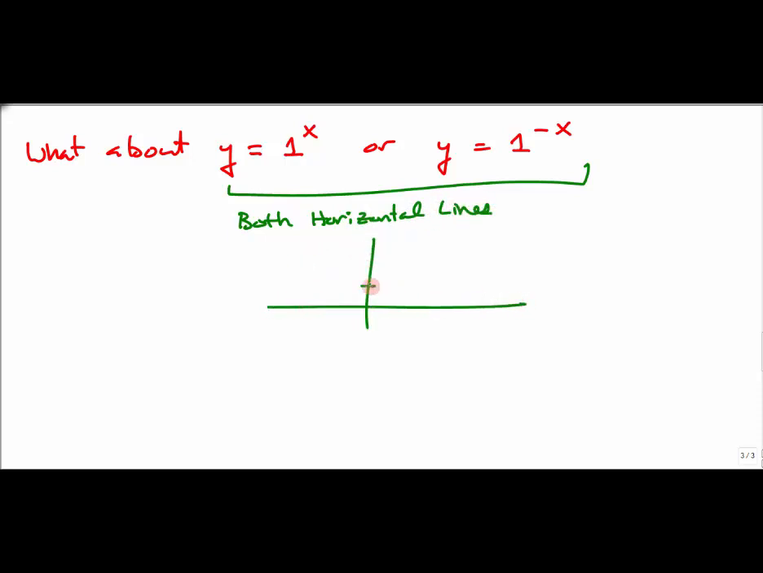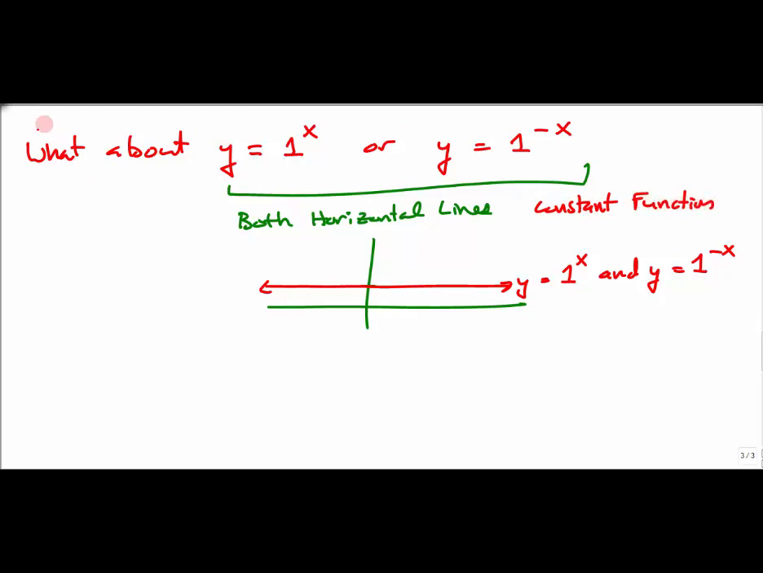And they're horizontal lines that go through y equals 1. So this is y equals 1. So this is the graph of y equals 1 to the x. And this is the graph of y equals 1 to the negative x. So 1 is the exception to the rule of exponential growth and decay. The base can be anything, and I'll show exponential growth, or exponential decay if the exponent's negative. But when my base is 1, I just have a constant function. So this is called a constant function. It's not increasing or decreasing. So that's the one that we need to remember here.